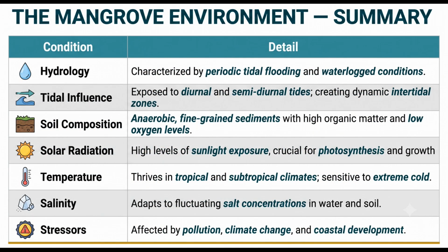Before we move into adaptations, look at the summary table on screen. The key environmental conditions are brackish water, tidal influence with twice daily flooding, waterlogged anaerobic soil, high light levels because the canopy is open, high and stable temperatures because mangroves grow in tropical or subtropical regions, and variable salinity that changes with tides and river flow.